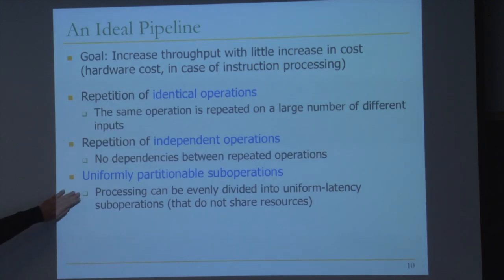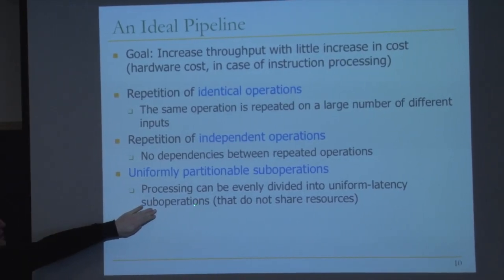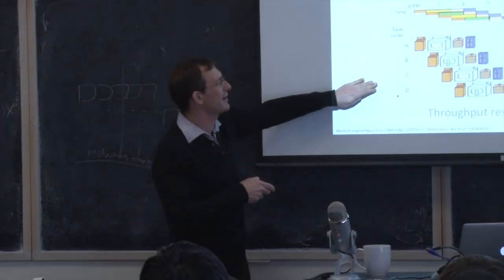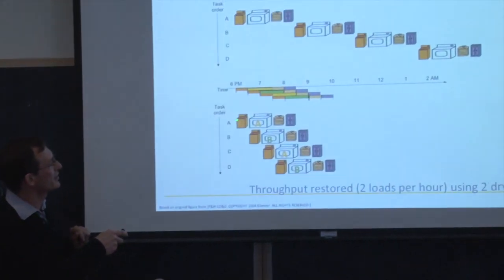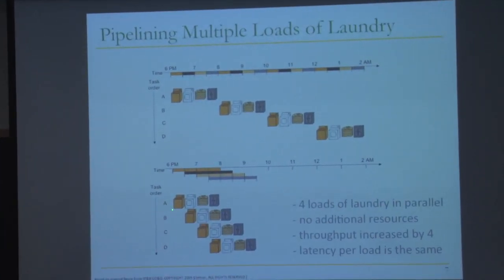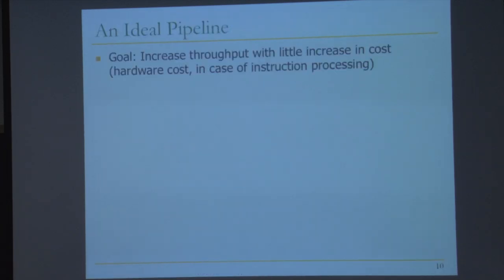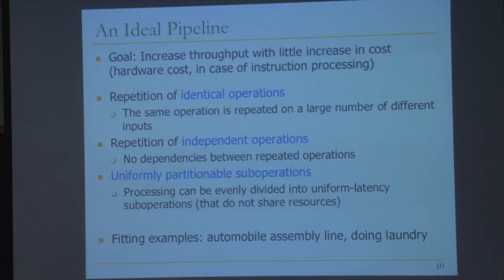And finally, in an ideal pipeline, you can partition the sub-operations, or stages, if you will, uniformly or perfectly, such that they're exactly equal. You're not wasting any time in each stage. Processing can be evenly divided into uniform latency sub-operations that do not share resources. In this case, I've assumed that that's the case. This takes exactly 30 minutes. Well, this is cooked up. Well, not necessarily cooked up. That's the real case. But let's go back to here. This takes exactly 30 minutes, each stage. If that's the case, it's an ideal pipeline, right? But we'll see that it's not easy to do that.